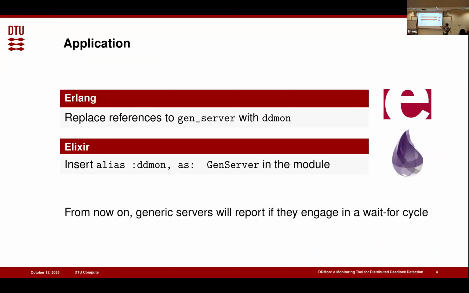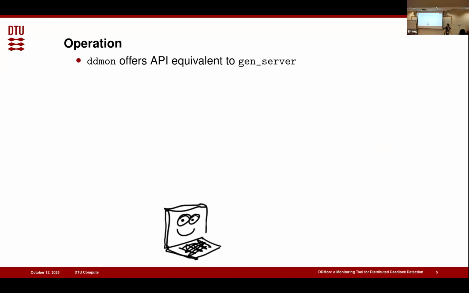So how do you apply it? If your project is written in Erlang, you just replace all the references to generic servers with our DDMon module. You can do it manually. You can also use parse transform if you'd like, and then with some basic interfaces it should work. In Elixir, you can use alias, which makes things even easier. And if you do it, you just get deadlock notifications whenever they happen.